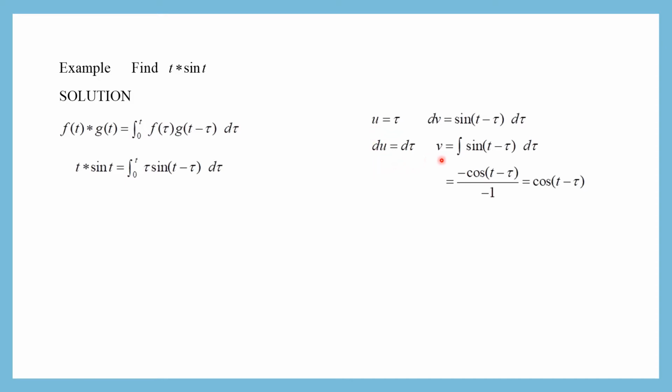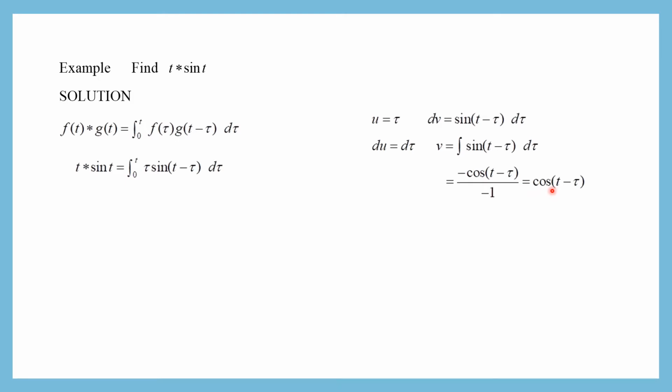and v will be the integration of sine of t minus tau with respect to tau. Now integration of sine is negative cos, so we get integration of sine of t minus tau will be negative cos of t minus tau divided by negative 1. Now why do you divide by negative 1? Due to the method of integration by substitution, where we let u equal to t minus tau. And so the final answer for this integration is positive cos of t minus tau.